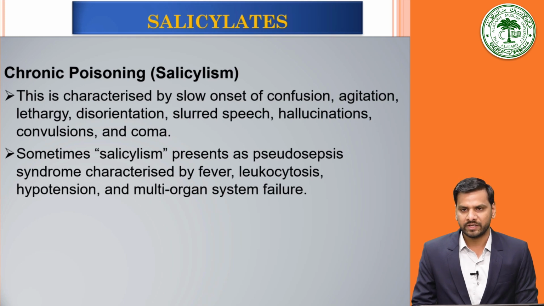Coming to chronic poisoning, which is also known as salicylism. This salicylism or chronic poisoning is characterized by slow onset of confusion, agitation, lethargy, disorientation, slurred speech, hallucinations, convulsions, and coma. Sometimes salicylism presents as pseudo-sepsis syndrome, characterized by fever, leukocytosis, hypotension, and multi-organ system failure.